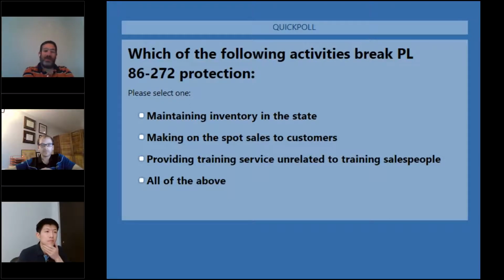So the question is, which of the following activities break Public Law 86272 protection? 1, maintaining inventory in the state. 2, making on-the-spot sales to customers. 3, providing training services unrelated to training salespeople. Or 4, all of the above. So please select the best answer and we'll give everyone a moment or two to submit their responses.